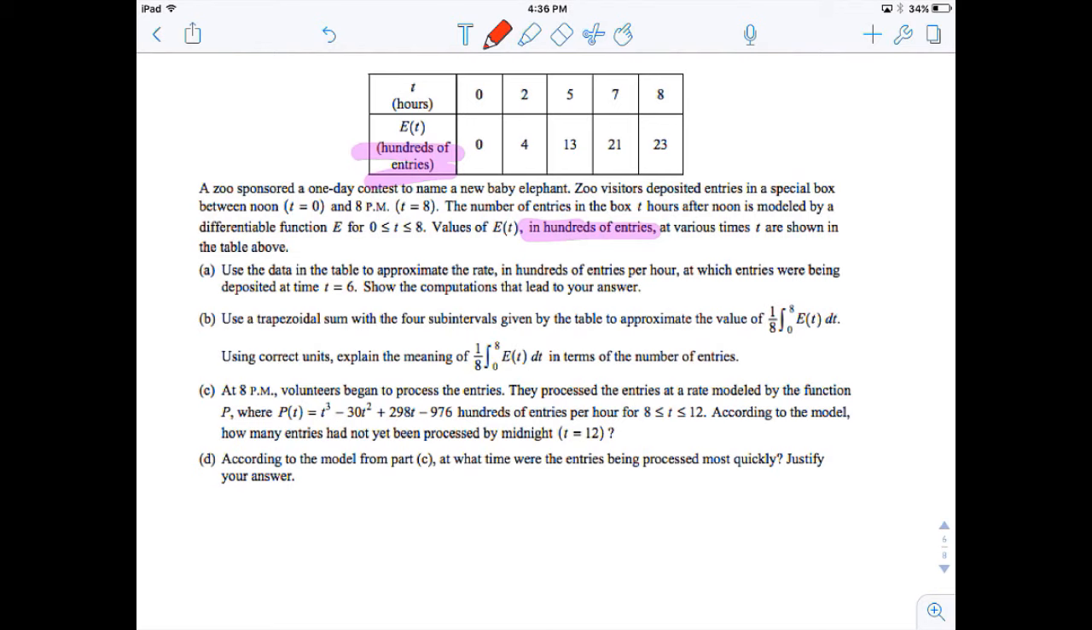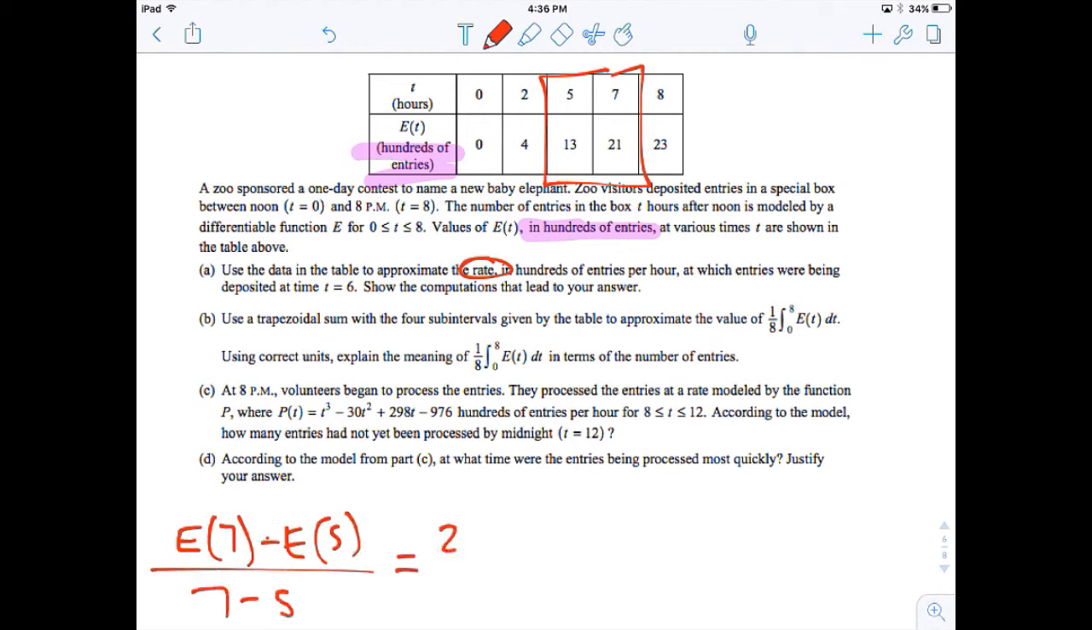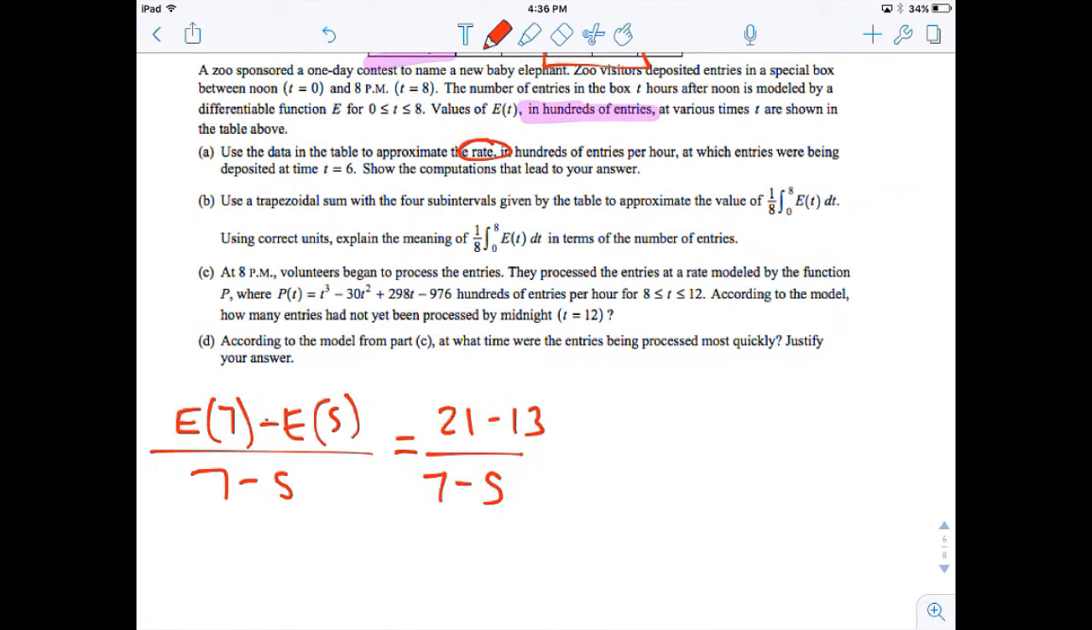I'm looking between 5 and 7, so I would be doing e of 7 minus e of 5 over 7 minus 5, and that I could put 21 minus 13 over 7 minus 5. You don't need to simplify any more from there. That is as far as you need to go, but you should put in hundreds of entries per hour. If you have the units, throw them in. It's never going to be wrong to make sure they're there.